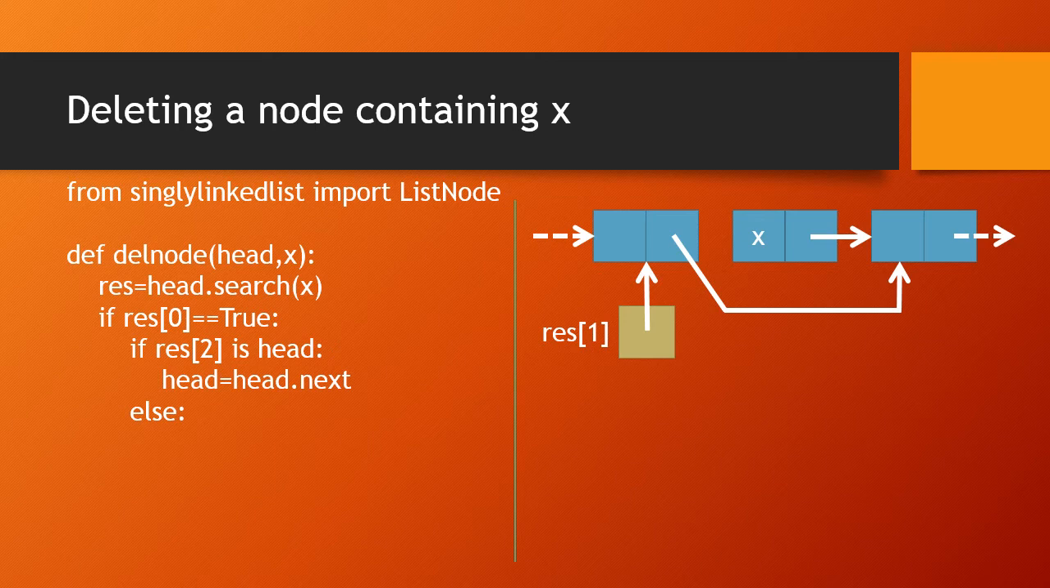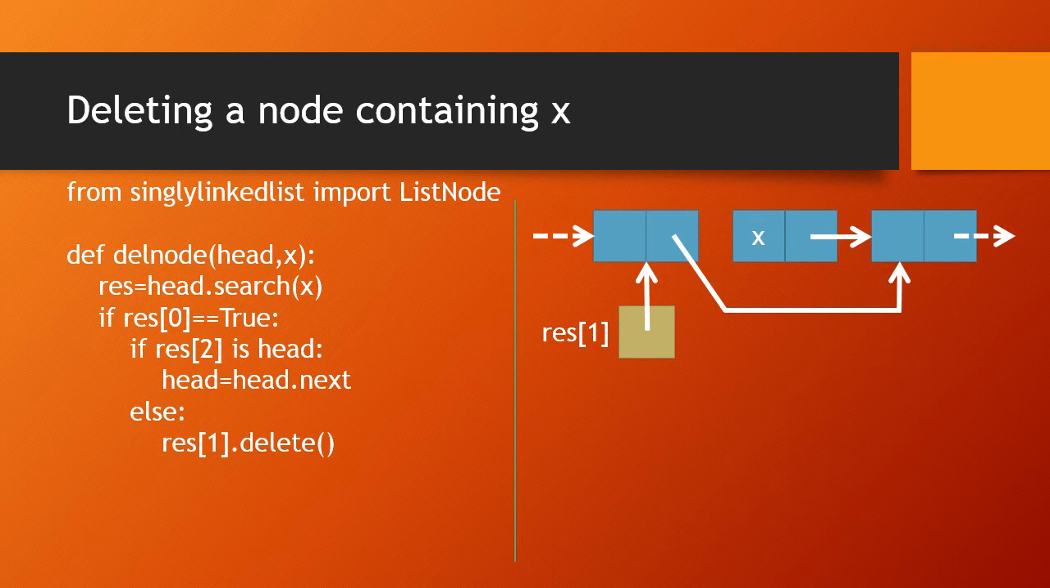And for this, I can call the delete function of my class. If I call the delete function of my class and I give it the pointer res1, then it will delete the node after the node pointed to by res1. This is what I write, res1 dot delete.